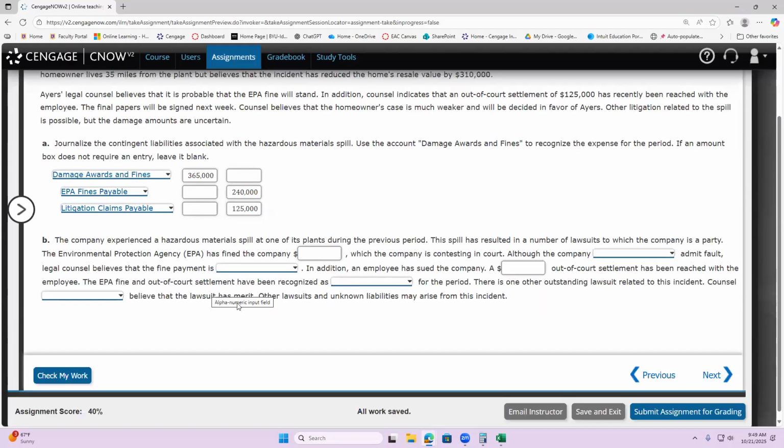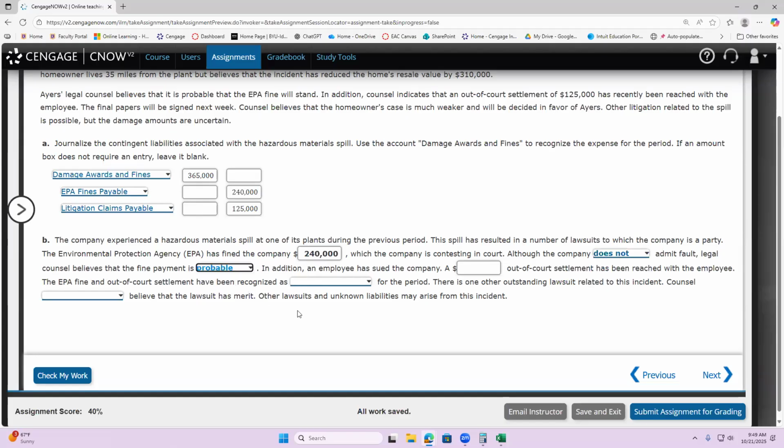All right. So the company experienced a hazardous material spill at one of its plants during a previous period. This spill has resulted in a number of lawsuits to which the company is a party. The Environmental Protection Agency has fined the company $240,000, which the company is contesting in court. Although the company does not admit fault, counsel believes that the fine payment is probable.